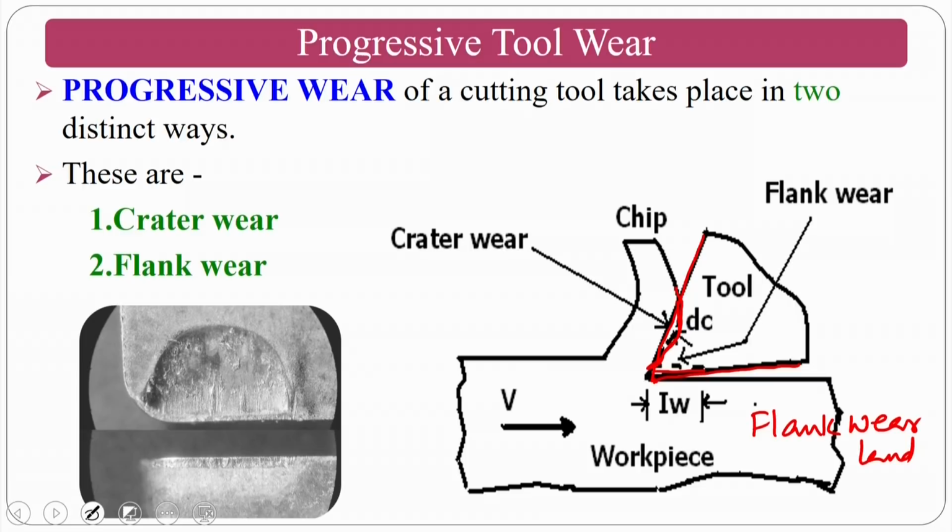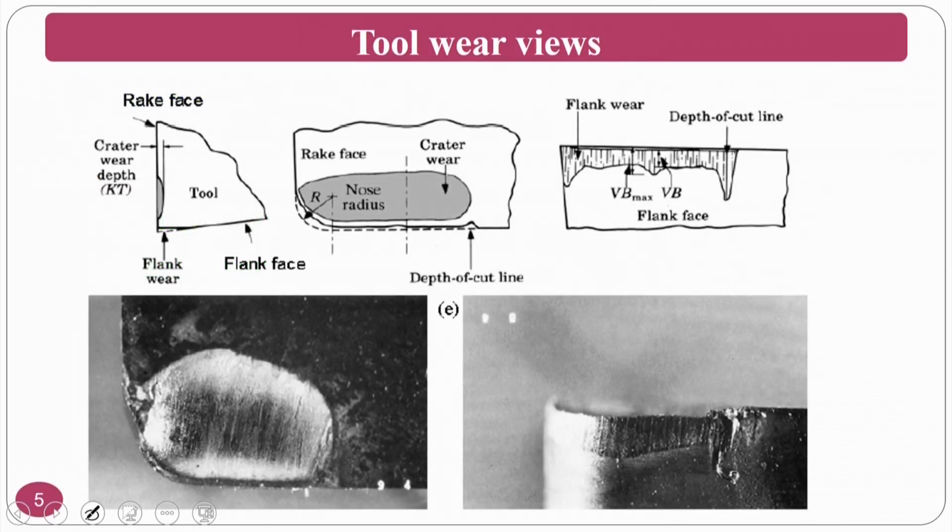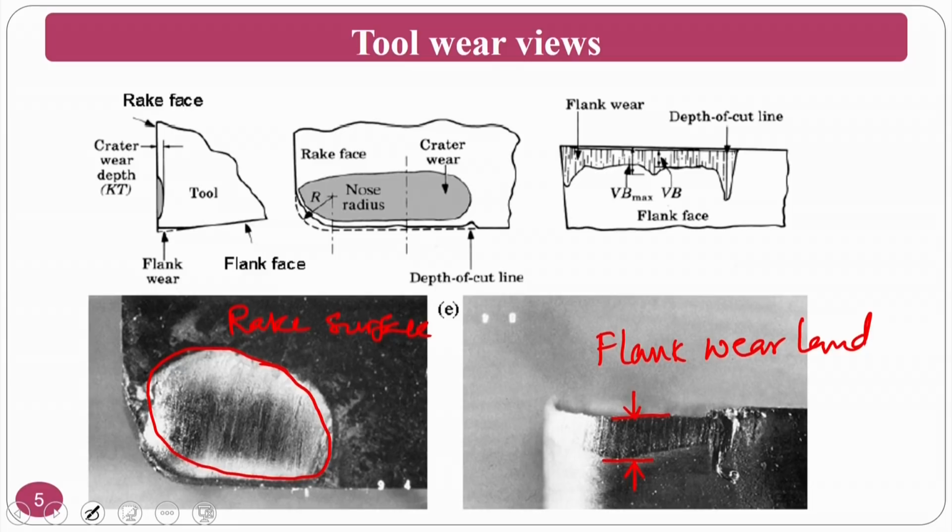If you want it pictorially, you can see it in the next slide. This is the crater wear depth. Normally this is the crater wear which takes place on the rake surface, and this is the flank wear. This is the flank wear land, or flank wear width; the other term is width. This is practically what we observe in the machining process. Schematically, the flank wear is represented like this and the crater wear like this. The other view shows the crater wear.